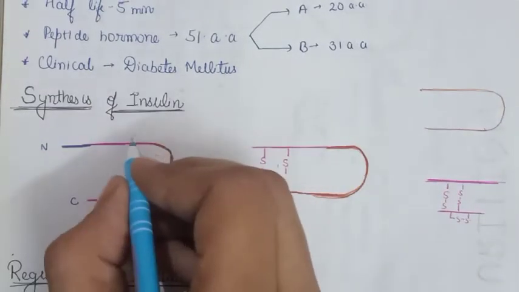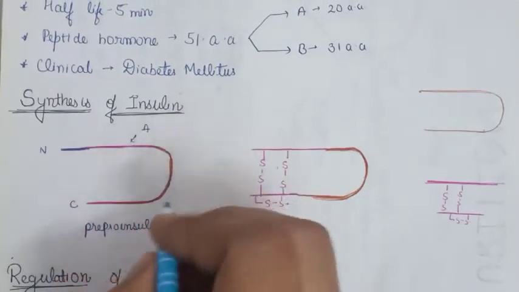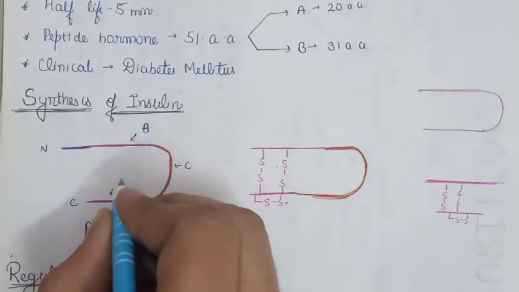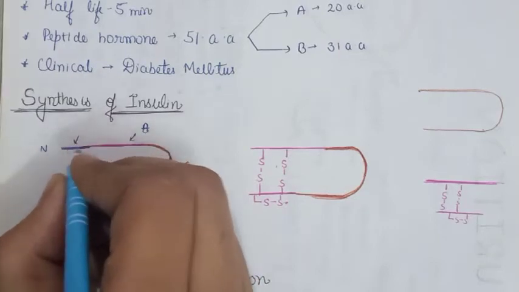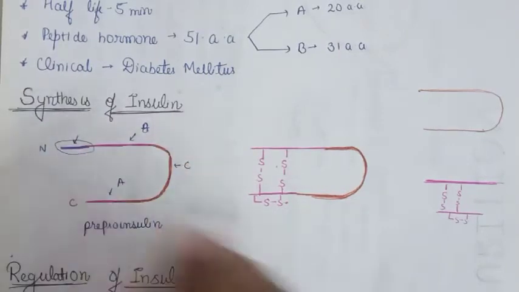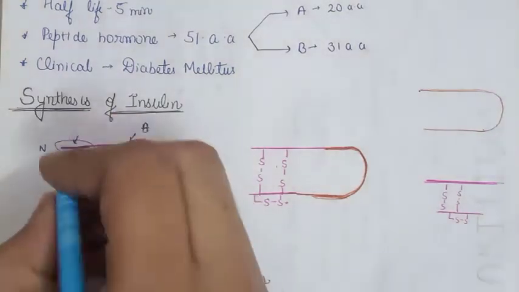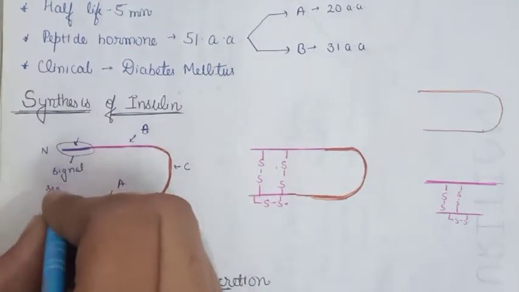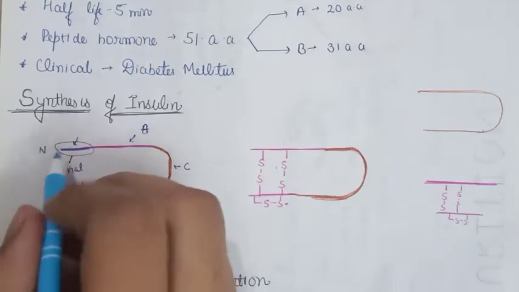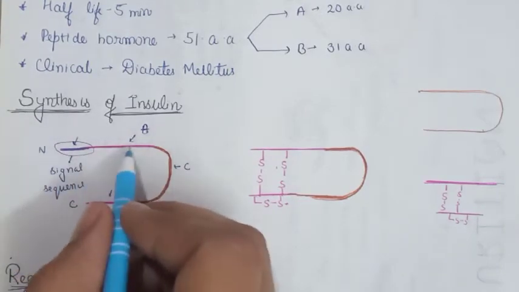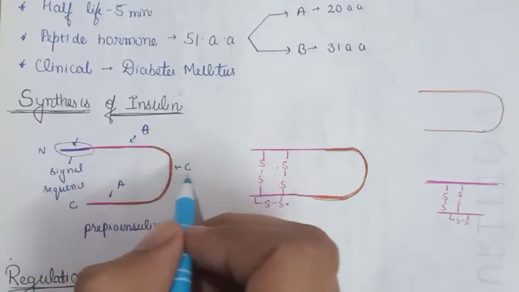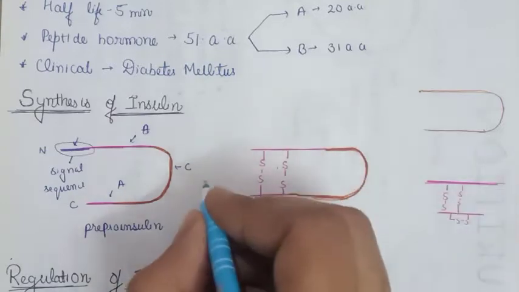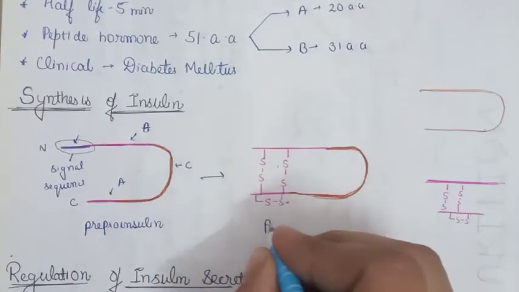It consists of a B chain, a C chain and this is the A chain. And what is this over here? This part is called the signal sequence. So this purple part is the signal sequence, this pink part is the B and A chain, and this orange part is the C chain. A and B are joined by disulfide bonds and form the proinsulin.